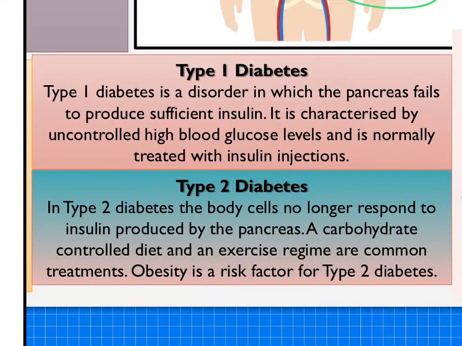So type 1 diabetes is a disorder in which the pancreas fails to produce enough insulin. Okay, it's characterized by uncontrolled high blood glucose levels, and you usually treat it with insulin injections. It's known as early onset diabetes. Type 2 is when the body cells no longer respond to the insulin produced by the pancreas, and there's two ways you can control that. It's mainly by controlling the amounts of carbohydrate in your diet, and maybe an exercise regime are common treatments to deal with that. You need to know obesity is a risk factor for type 2 diabetes.